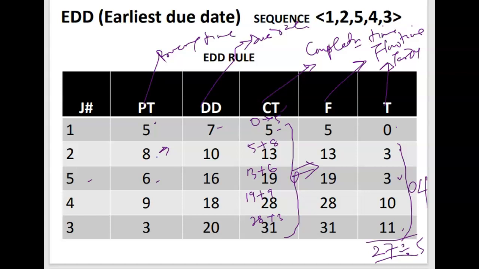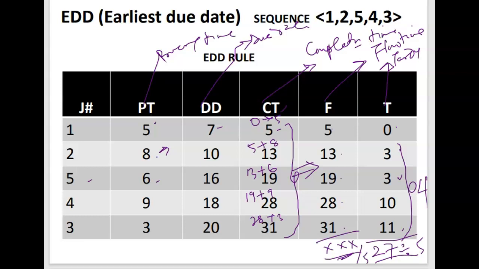Now, what is the total flow time? The total flow time will be 5 plus 13 plus 19 plus 28 plus 31. The figure that we have here will be what? The total flow time. The average flow time or the mean flow time will be this total, divided by what? The total number of jobs, which is what? Divided by 5. That will give you the mean flow time.